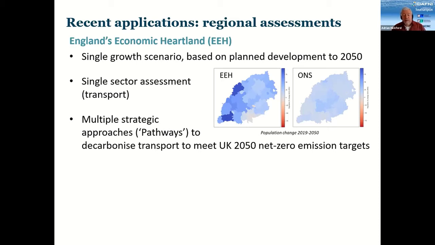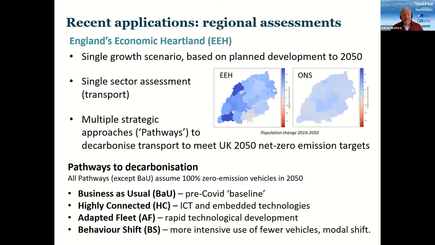So given this change in population, how do we meet the target of net zero carbon emissions by 2050? Well, there are a number of different approaches we could consider, and we've developed a small number of different pathways to reach this end goal. We've made one major assumption that, except for the business as usual pathway, all vehicles are zero emission vehicles by 2050. So essentially we achieve the target.